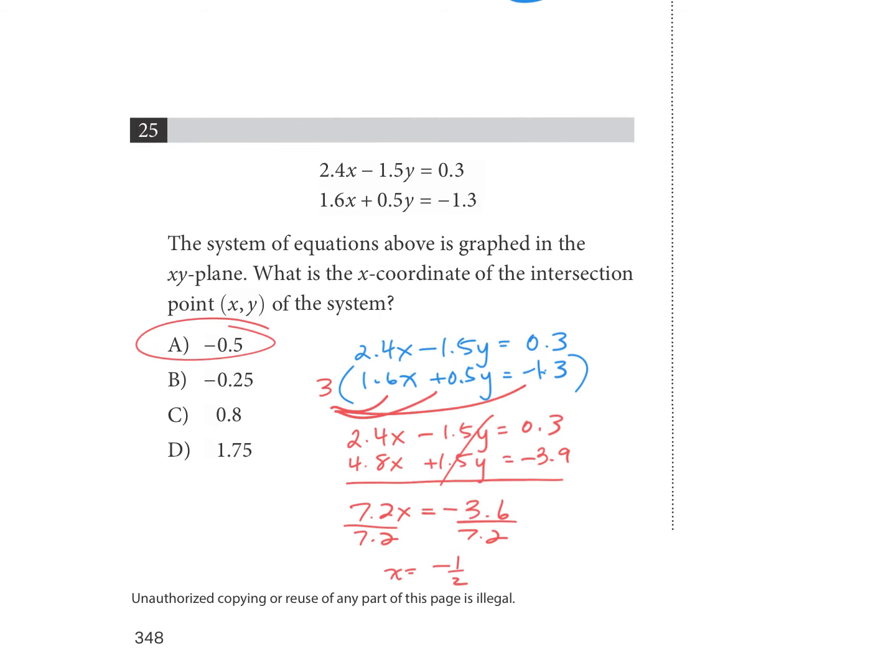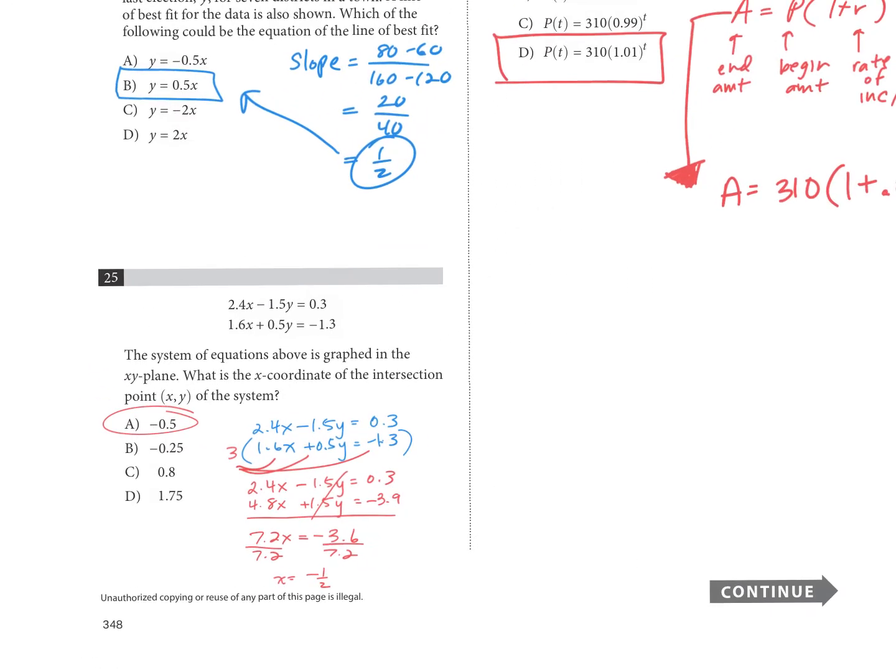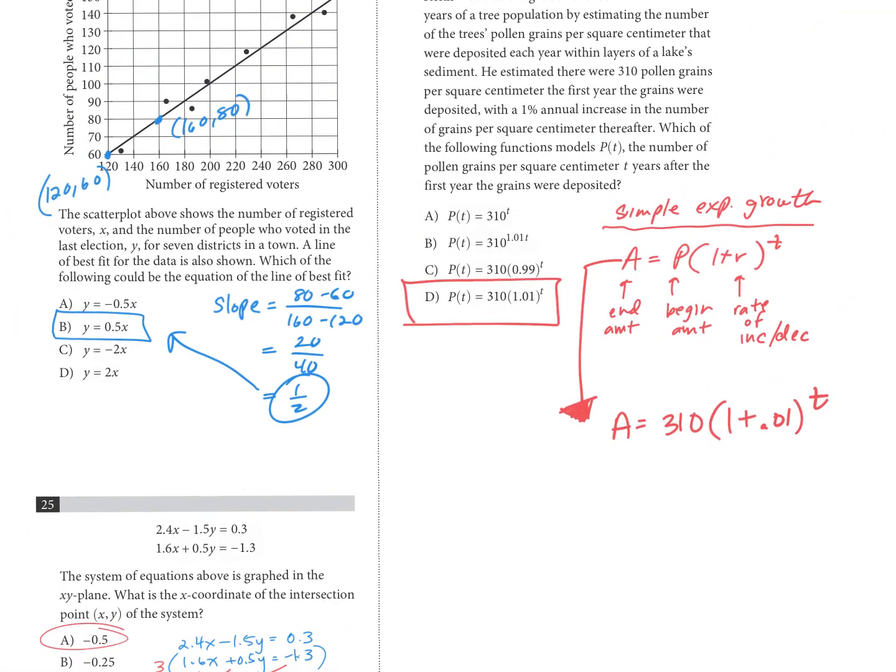And now you just add them straight down. Cancel out the y's, you get 7.2x equals negative 3.6, and you divide to get negative 1/2, which is negative 0.5. So that was a good system of equations. It used some decimals, but you've got a calculator. This is the calculator portion, so feel free to use it as much as you need.